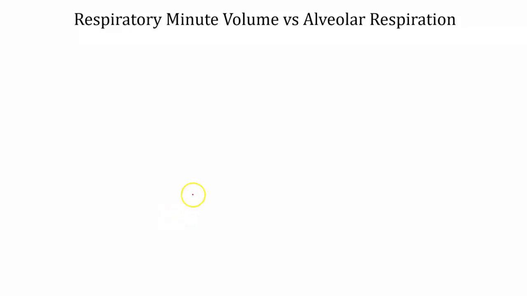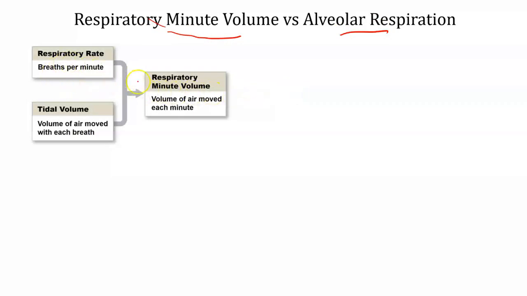Okay, now a quick note here about the difference between what's known as the respiratory minute volume and alveolar respiration. These are two metrics that are often discussed when we're talking about pulmonary function. The respiratory minute volume is essentially how much air you can get into and out of your lungs, how much air you move into and out of your lungs in 1 minute.